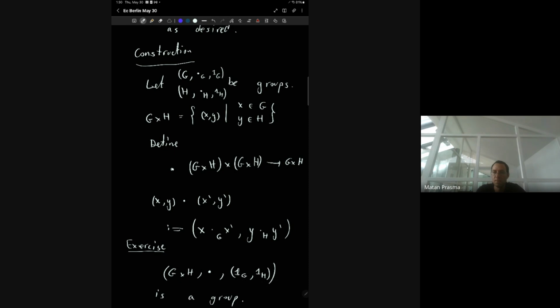Is it a group or an abelian group? You can add to the exercise that if G and H are both abelian, then it is going to be an abelian group. But if one of them is not abelian, then it's not going to be abelian. Right.